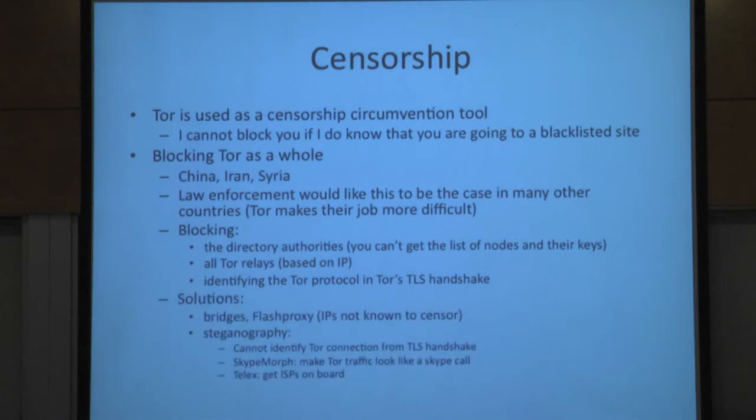So solutions: the bridges I already mentioned, flash proxies, and then on top of that, a steganography of the protocol, so that it's not possible to identify it from the headers in the TLS handshake. Some people have proposed other systems such as SkypeMorph, disguising connections to Tor as connections in Skype. And then another system is Telex, which uses ISPs, as I said, that use some random nonsense in order to encrypt some information that then allows them to identify that something is a Tor connection.